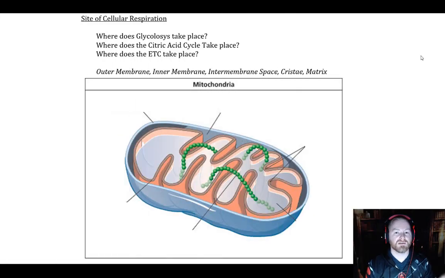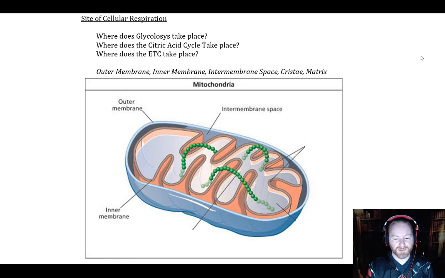So let's look at the anatomy of a mitochondria so you can understand a little bit more and look at where these processes actually take place. So first of all, the mitochondria has an outer membrane. It's got a membrane on the inside, so it's got an inner membrane. And it's got space in between, so that's called the intermembrane space. Wow, again, scientists really trying to mess you up on those terms, right?